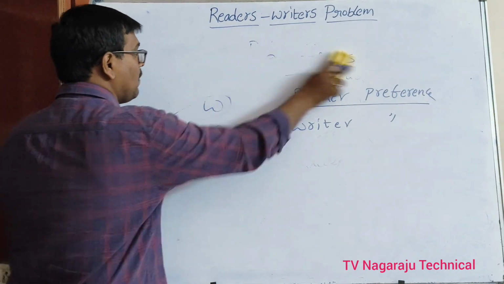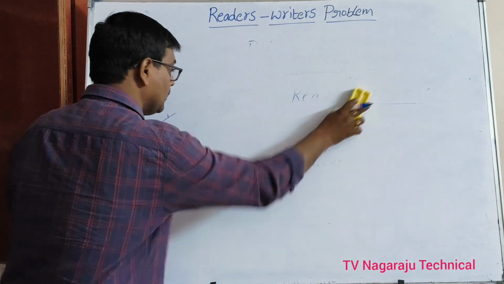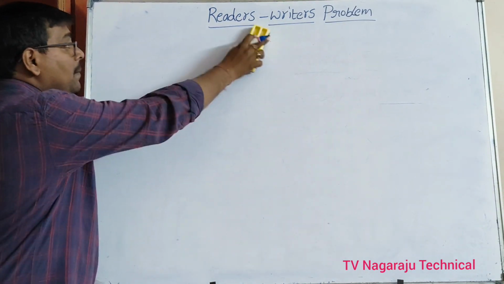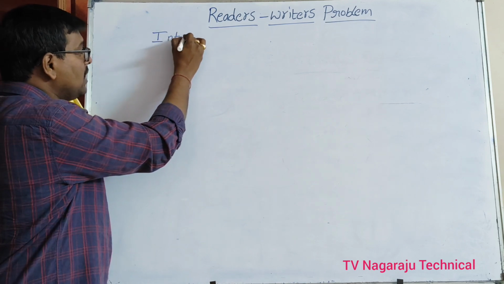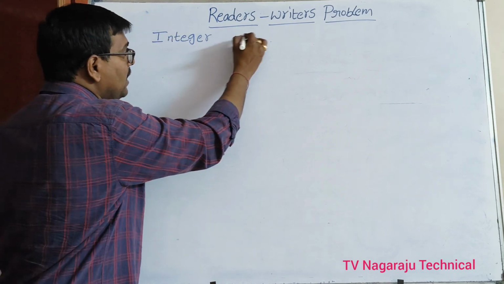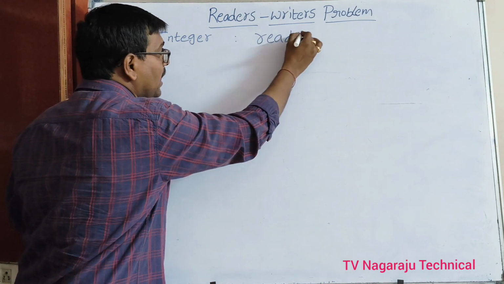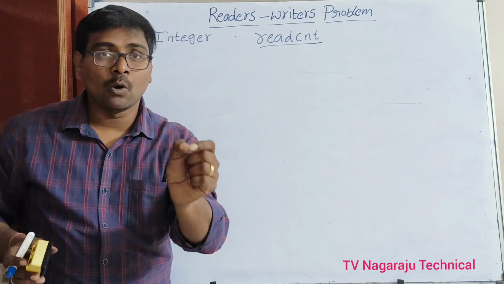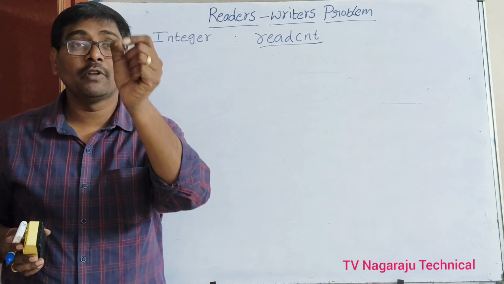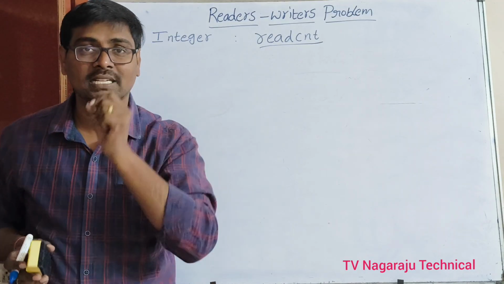Now move to our original point carefully. For implementing that concept, I am using one integer variable. The integer variable is read count. The read count simply counts how many readers are in the critical section.